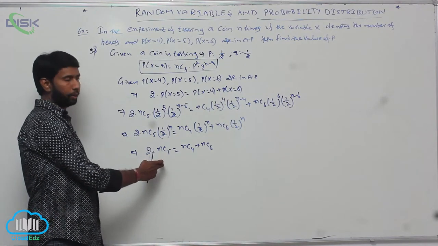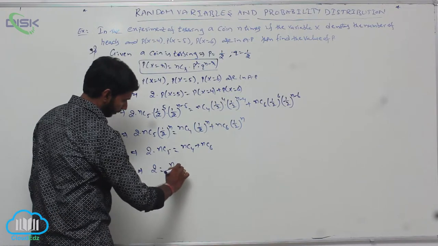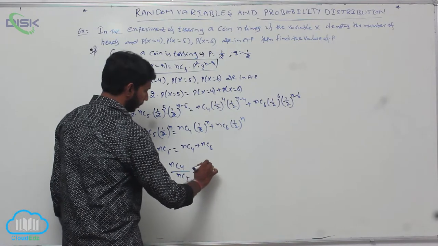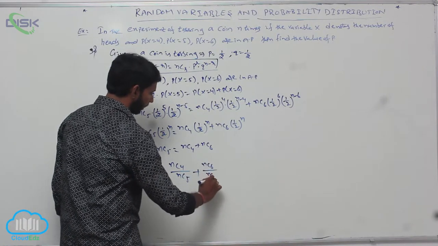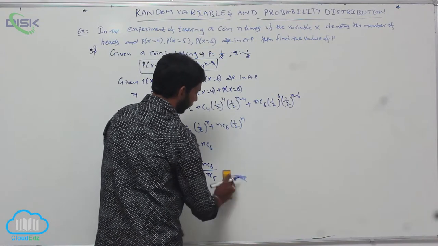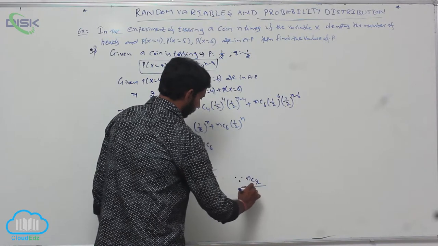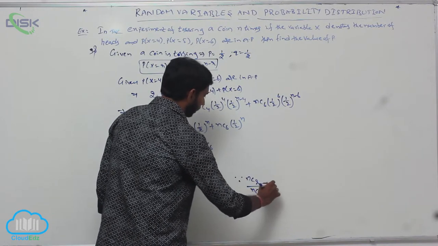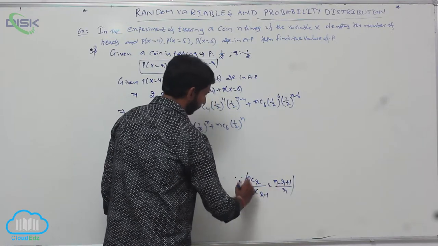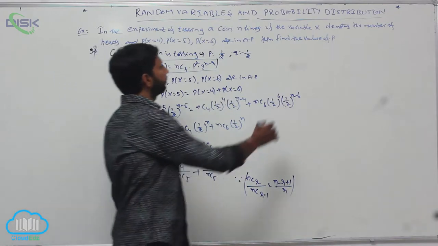Dividing both sides by nC5, we get 2 is equal to nC4 by nC5 plus nC6 by nC5. We know the formula nCr by nCr minus 1 is equal to n minus r plus 1 by r. Apply the formula.